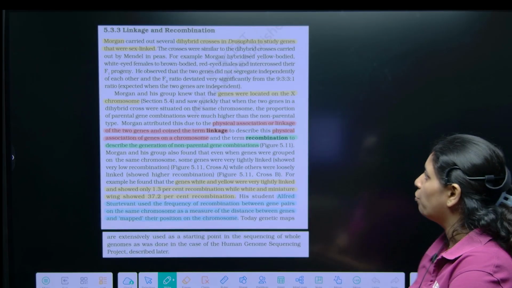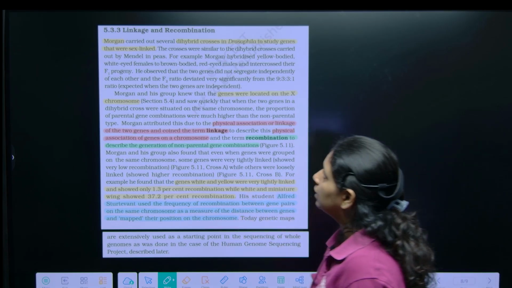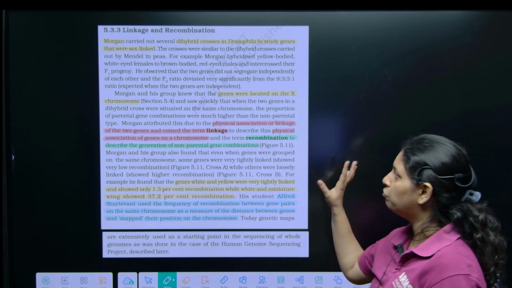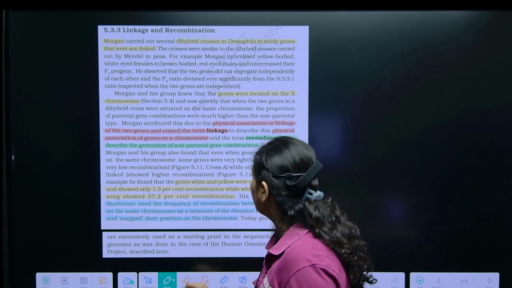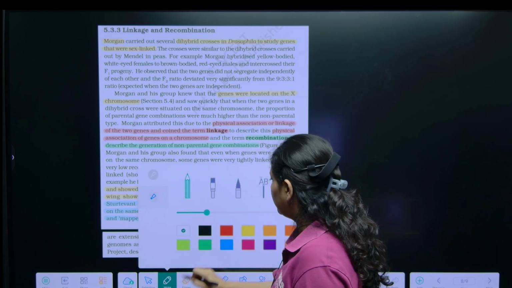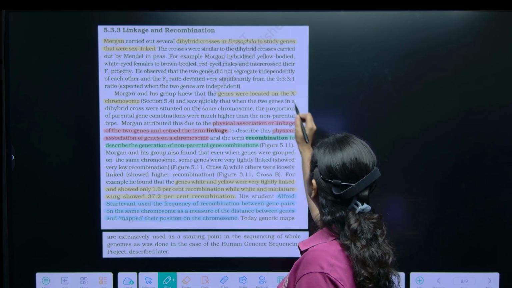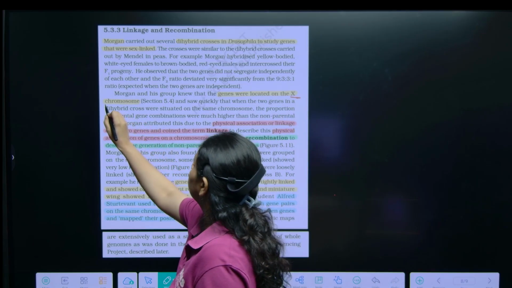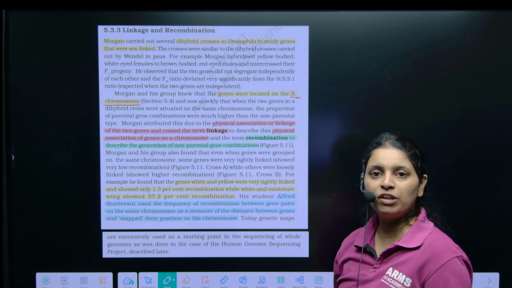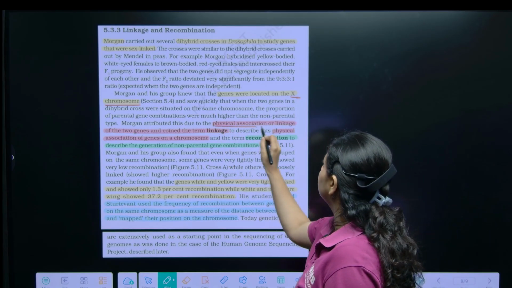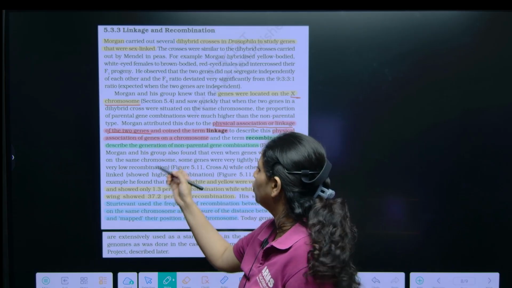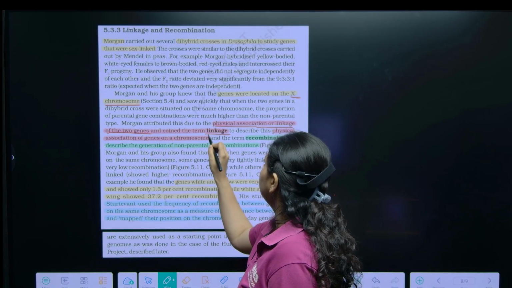Now, this is from your NCERT textbook itself, the concept of linkage and recombination. All the important points are highlighted so that you can focus on these points. As you can see here, the genes which were studied are present on the X chromosome: body color, eye color, and wing size. Now see, if there is a physical association or linkage of two or more genes, we call it linkage.